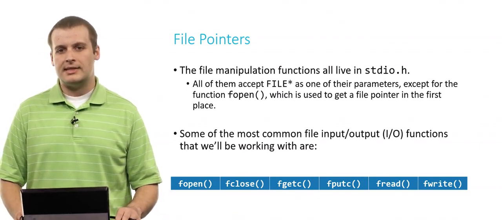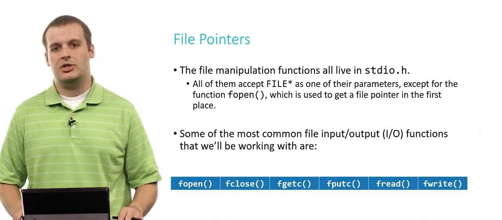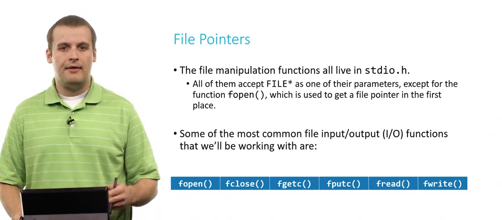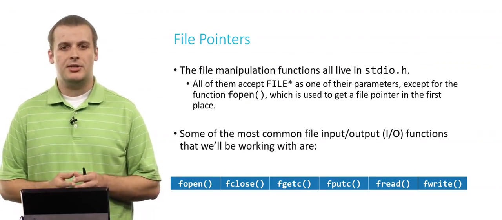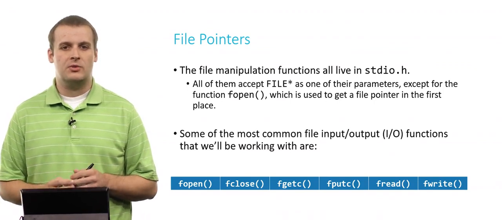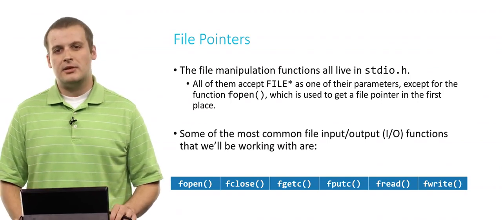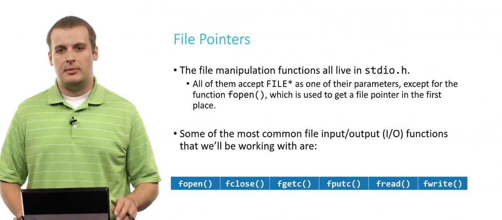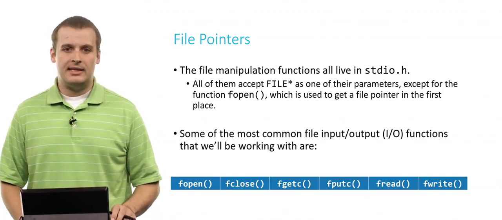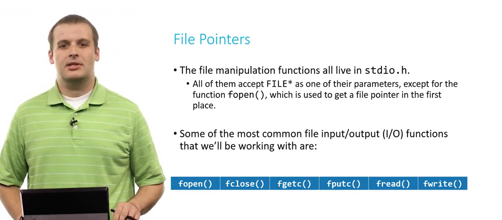Now, every single file I/O input-output function accepts as one of its parameters or inputs a file pointer, except for one, fopen, which is what you use to get a file pointer in the first place. But after you've opened a file and you get file pointers, you can then pass them as arguments to the various functions we're going to talk about today, as well as many others, so that you can work with files. So there are 6 pretty common basic ones that we're going to talk about today. Fopen and its companion function fclose, fgetc and its companion function fputc, and fread and its companion function fwrite.